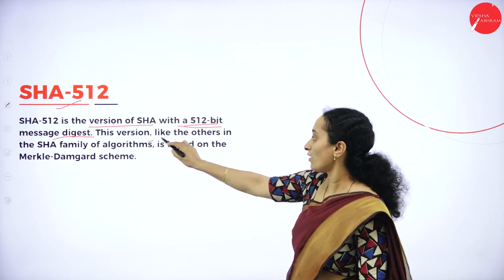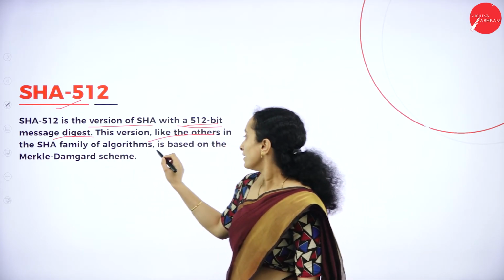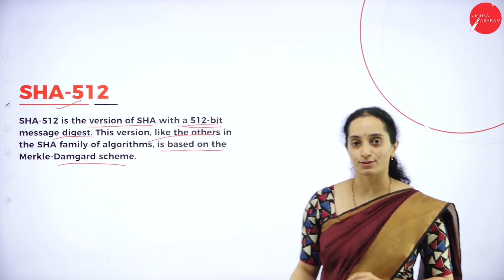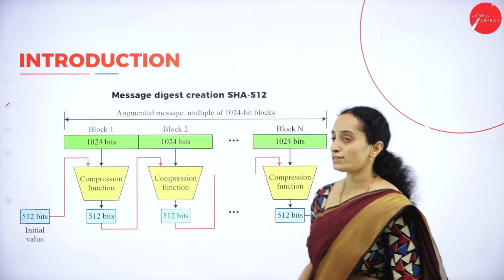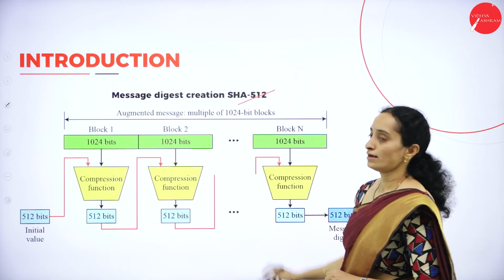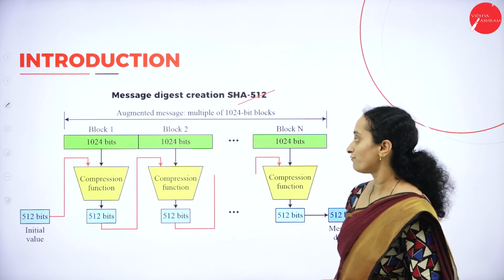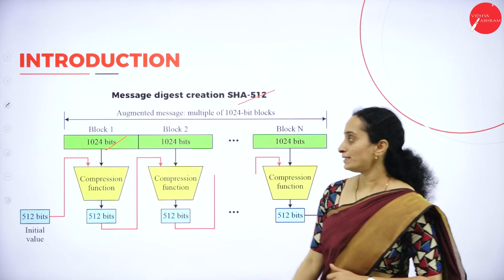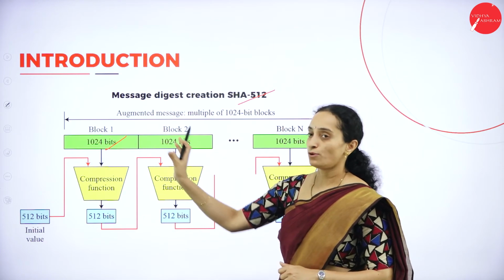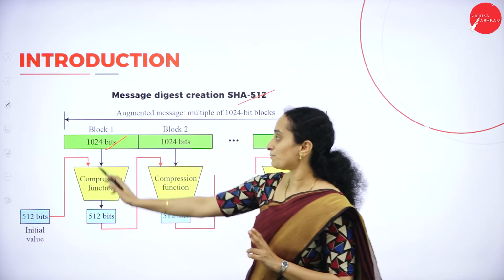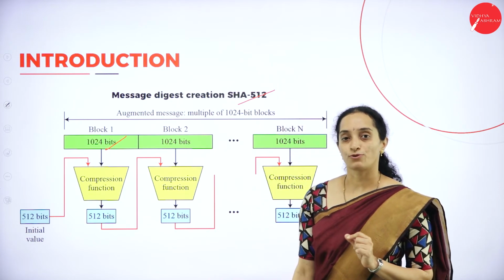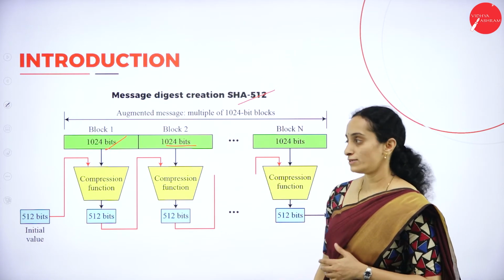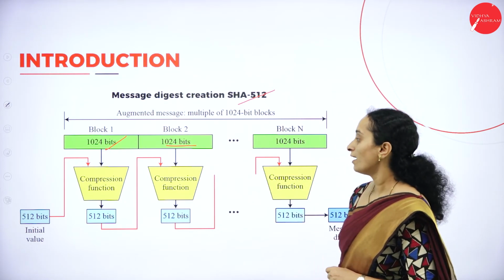This version of the SHA algorithm, like the others, is based on the Merkle-Damgard scheme, that is getting a fixed length of input. Here we have the message digest creation representation of SHA-512. We use 1024 bits as a message block. The fixed length message input of 1024 bits will be used for each of the blocks.